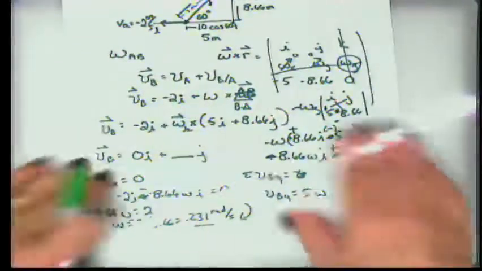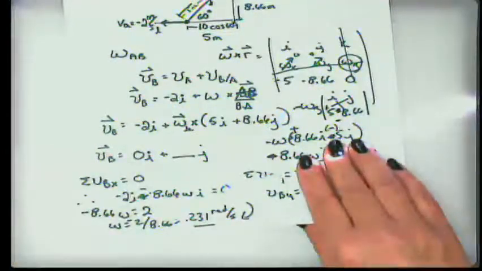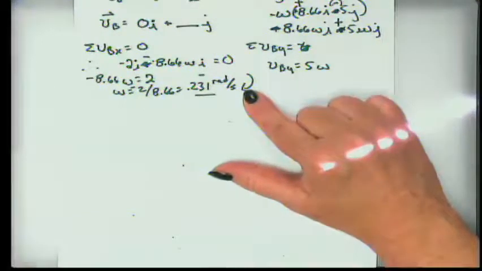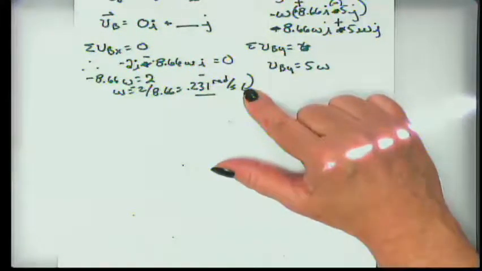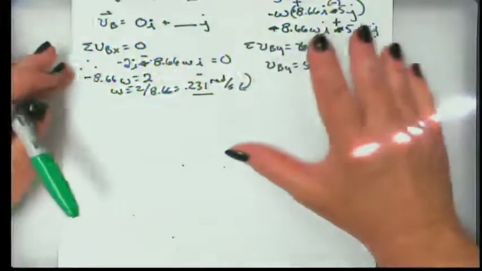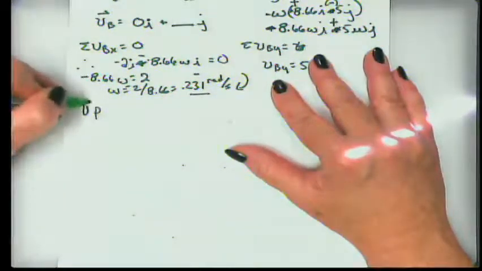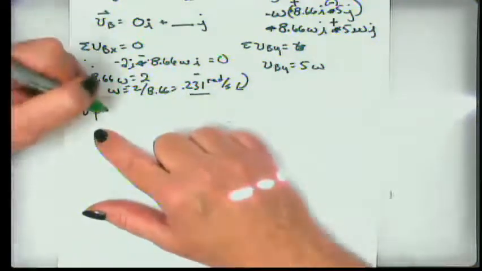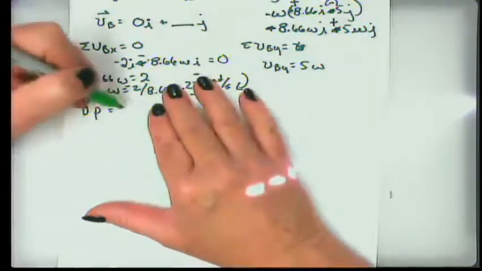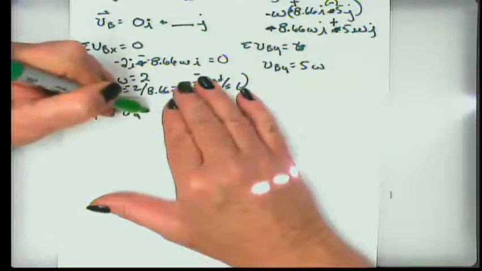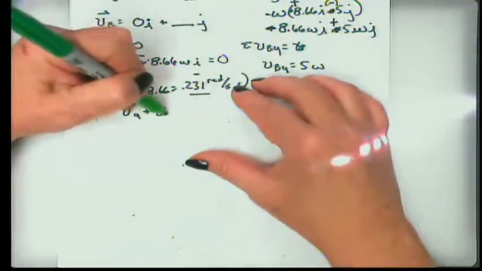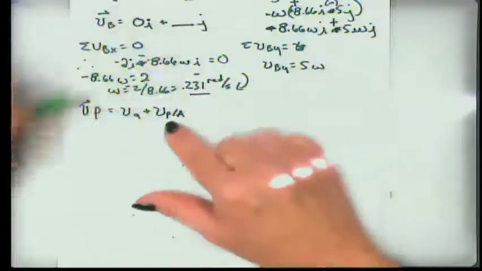Now, let's talk about the next part, which is to determine the angular velocity. All right, so to stick with the right-hand rule, it's definitely negative. It's definitely clockwise. All right, now what about P? What is the velocity of P? Well, the answer to that is the velocity of P is also the velocity of A plus the velocity of P with respect to A.